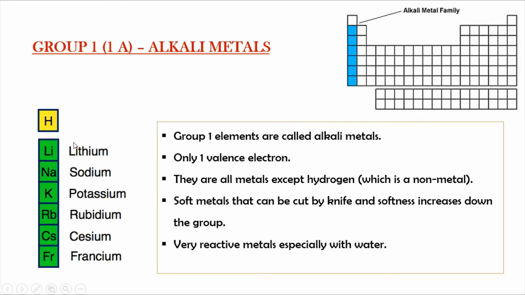As you all know, group 1 elements contain only one valence electron. They are all metals except hydrogen. Hydrogen is a non-metal. They are soft metals that can be cut by knife and softness increases down the group. They are very reactive metals, especially with water.